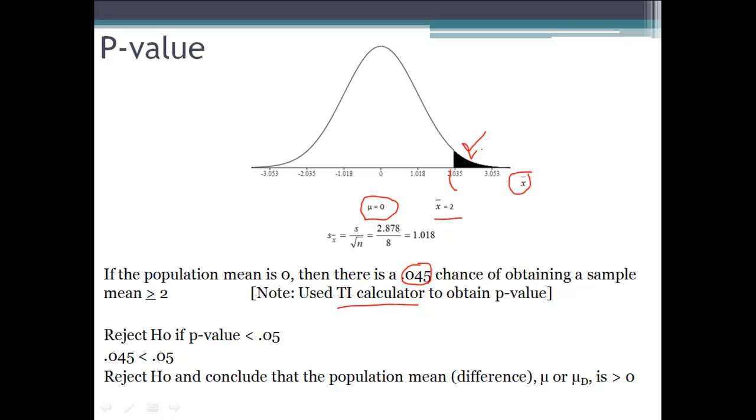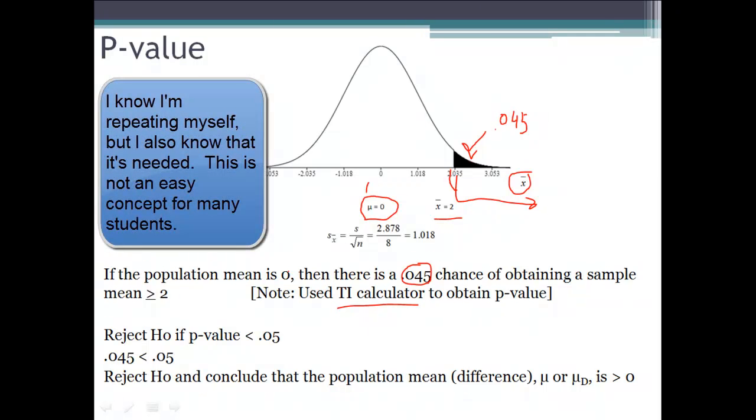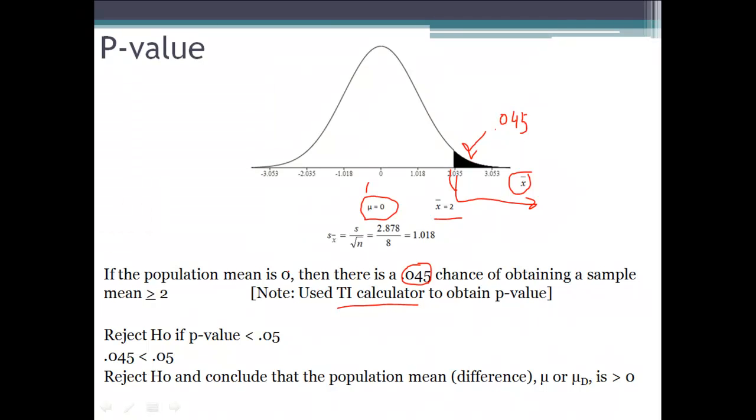So when we interpret the p-value, we'll say if the population mean is 0, if H0 is true, then there is a p-value chance, whatever we have out here in the tail that's shaded in, of obtaining a sample mean, a statistic, in this case a sample mean greater than or equal to 2. So we're really just putting this graph into words. The population mean is 0. If H0 is true, there's a p-value chance, so we have shaded in, of obtaining a sample mean, x bar, greater than or equal to 2.